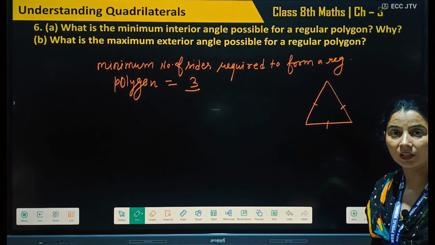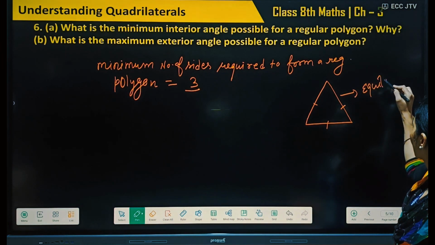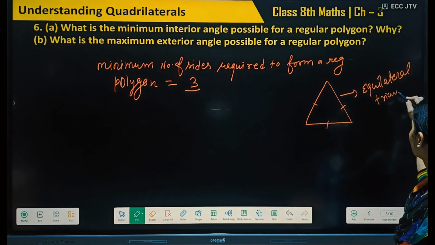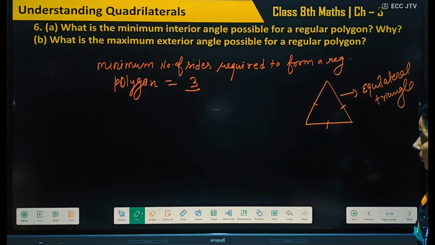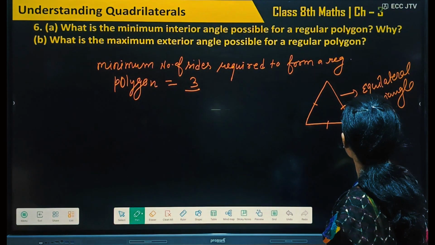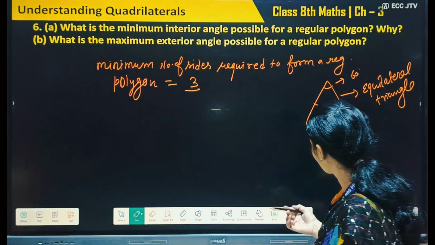It means all sides are equal. Then we get an equilateral triangle. What did we get? An equilateral triangle. And now we know each angle is 60 degree. And how is it 60 degree?